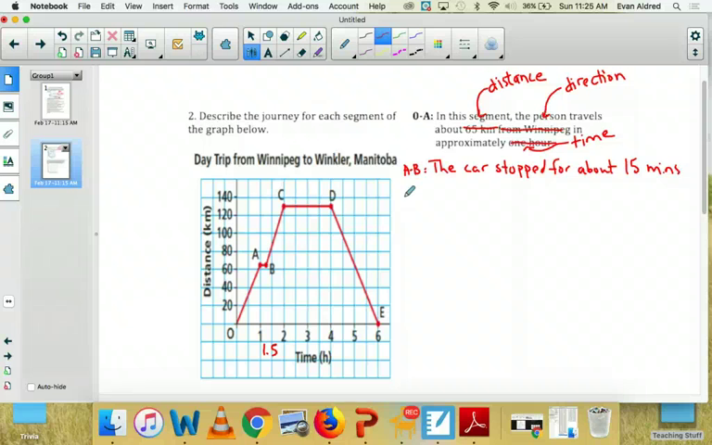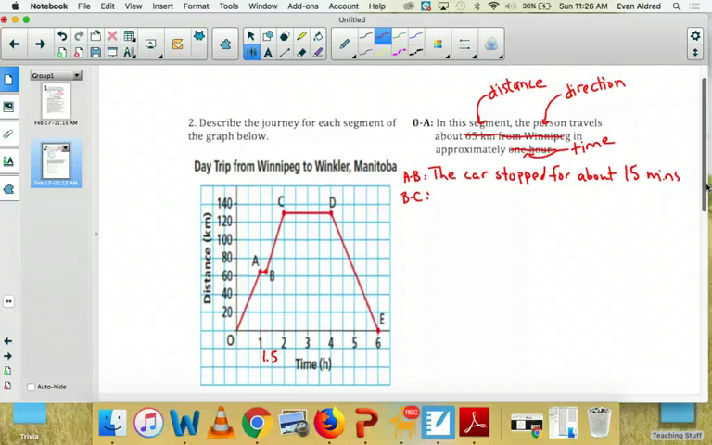Now we're going to go from B to C. Well, from B to C, they're driving, again, you can tell because their distance is increasing. If they've already covered 65 kilometers, and they're going to end up at about 130, we would say the car drove about 65 kilometers. And again, we can say away from Winnipeg, there's our direction.